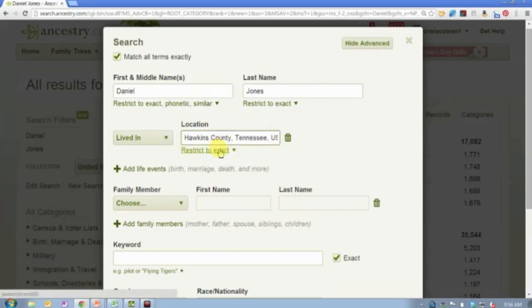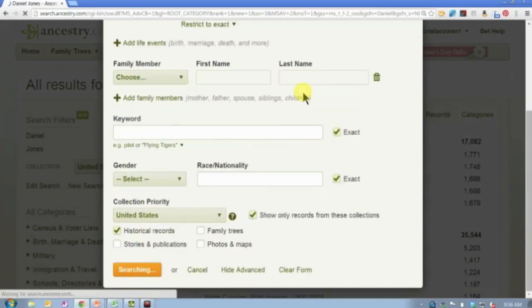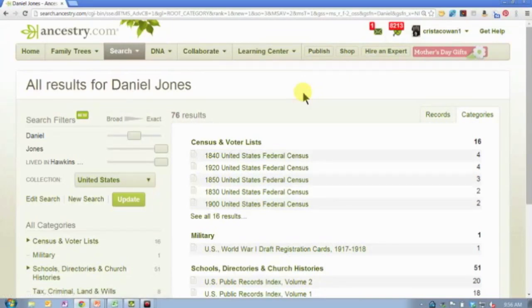Now, that's important because it's only going to show me records that have some connection to Hawkins County, Tennessee. Either the record was created there or something on the record has that information on it, okay? And so then I'm going to go ahead and click search again. And now I'm down to 76, okay? By just putting in that one specific location.